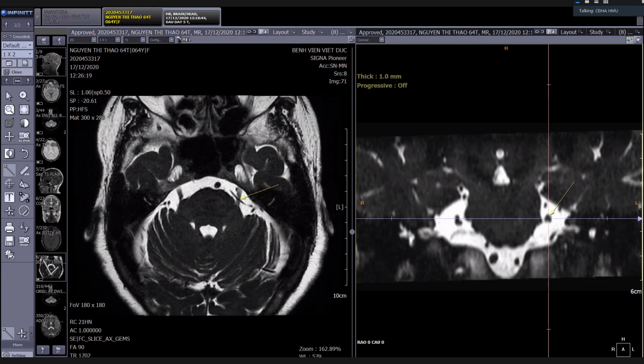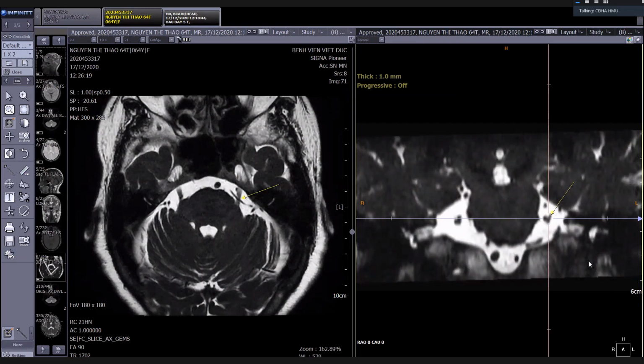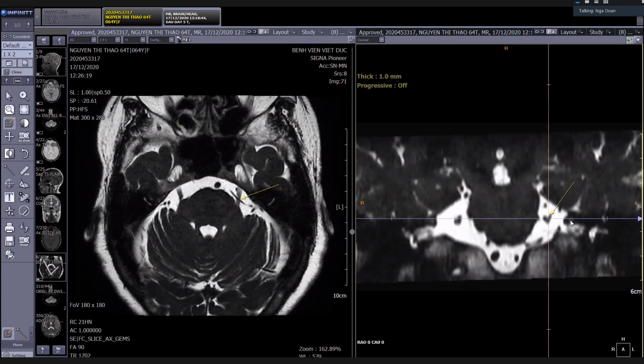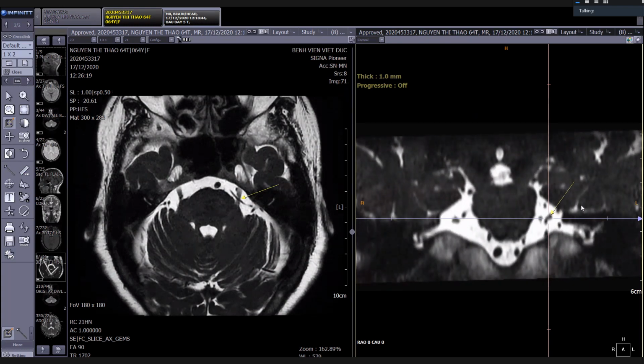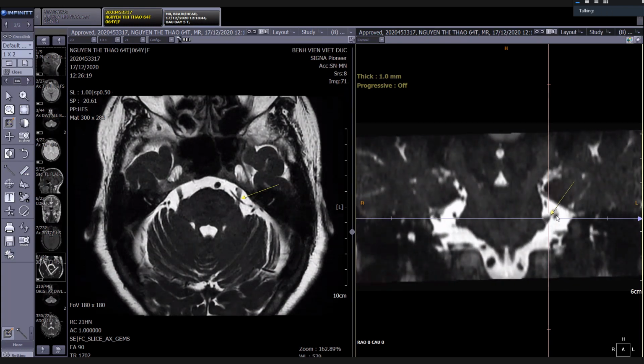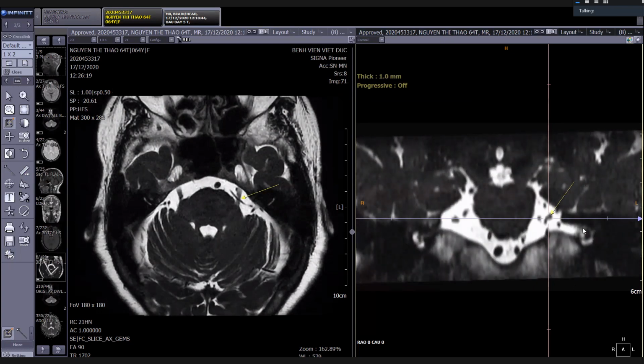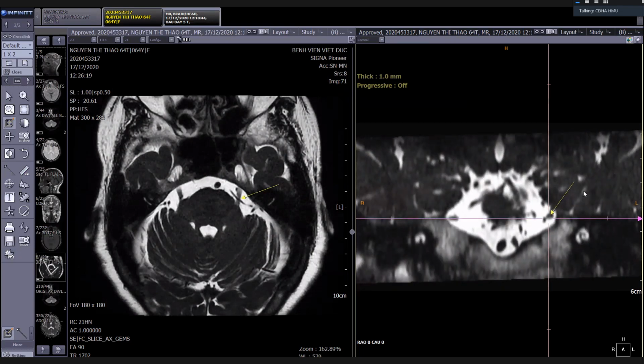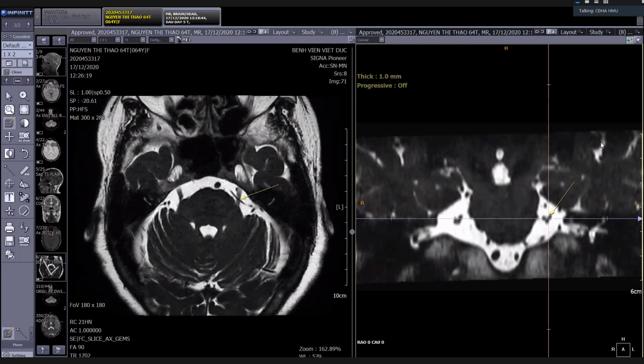What is this structure? Is it nerve or artery? It is a nerve between two vessels. Okay, this is the nerve. Where are the vessels? This is AICA, and the other, I don't know, maybe SCA. You know that the SCA is the most common cause of neurovascular conflict. The SCA. Yes.